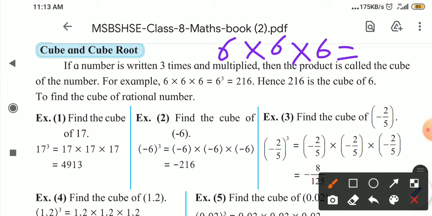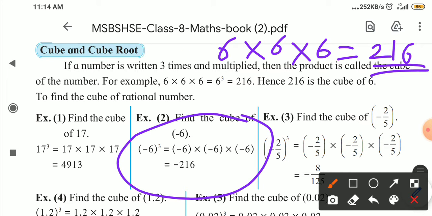Whatever is the multiplication, 6 6s are 36 and 36 6s are 216. Okay, so here it is the cube. But here the negative 6 is taken. So minus, minus, minus means negative 6 cube is minus 216. Understand? So a positive number's cube is a positive number and a negative number's cube is a negative number.